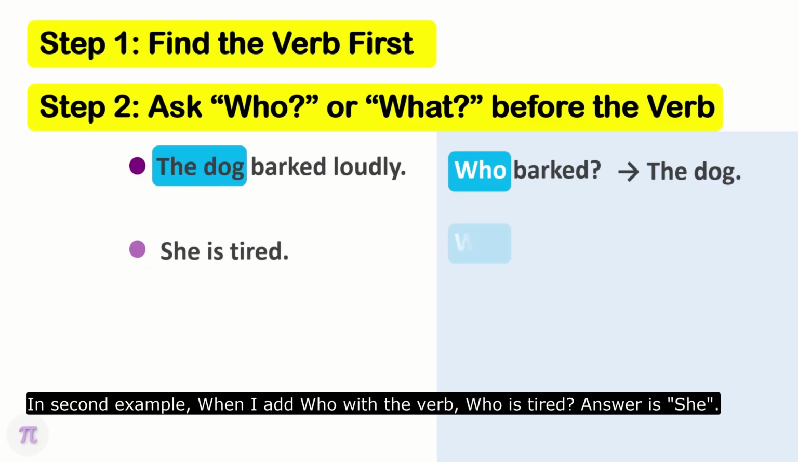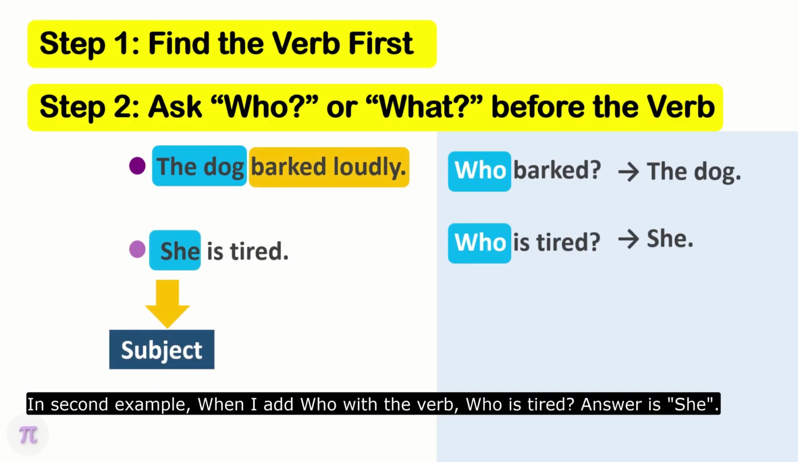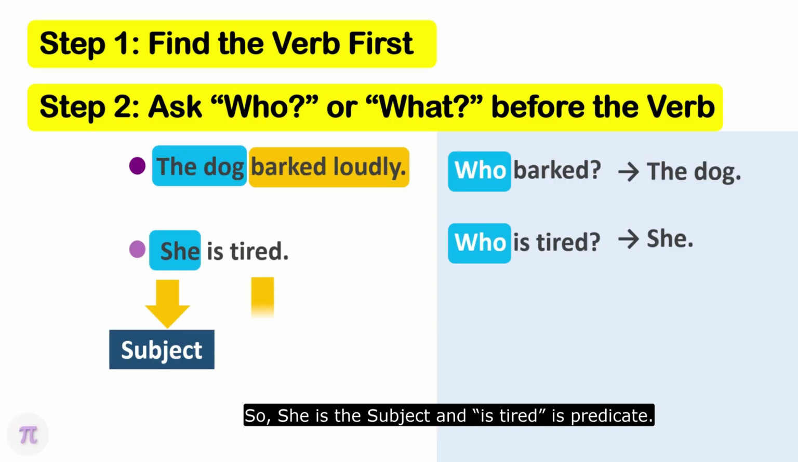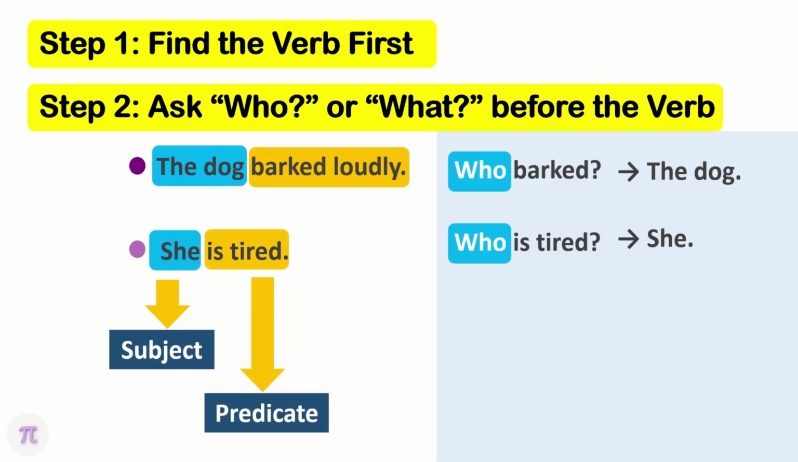In the second example, when I add who with the verb, who is tired, the answer is she. So, she is the subject, and is tired is the predicate.